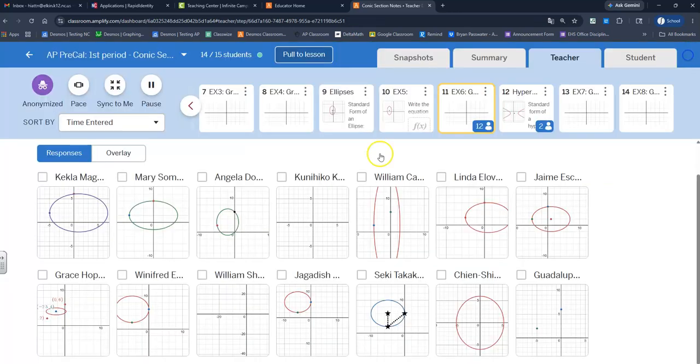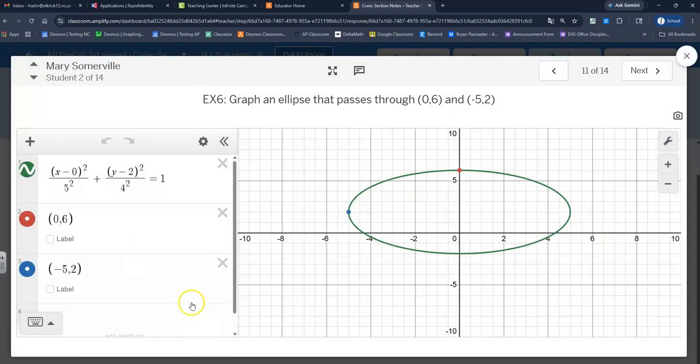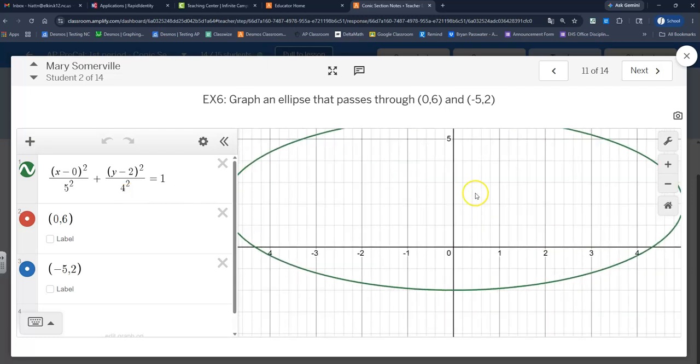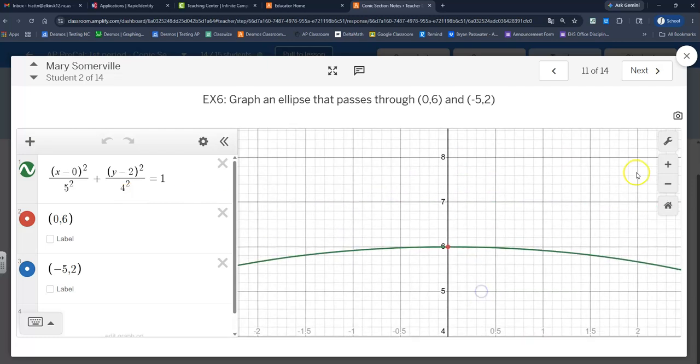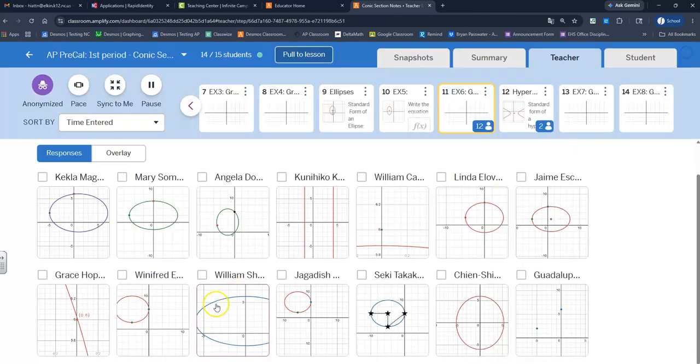Let's go to this one because it looks like theirs is kind of the same. This one has a center at 0, 2, and a 5 squared and a 4 squared, and I think that one does go through the points exactly. There, so I think this one works right here. So this is an option, but that doesn't necessarily mean that you need to change what you had. Because some of you just thought about going through those 2 points differently, right?